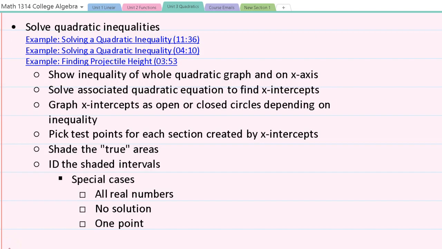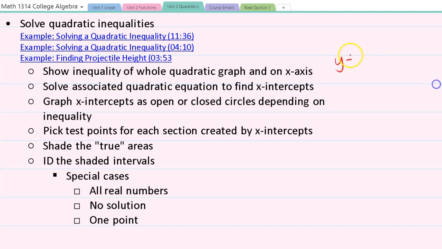Finally, the last learning outcome states that you will need to solve quadratic inequalities. Before going through the steps of doing this, let me first talk a little bit about the whole graph inequality. For example, let's say we have the inequality y is less than x squared minus 4. We know what y equals x squared minus 4 looks like, and here's a quick graph.